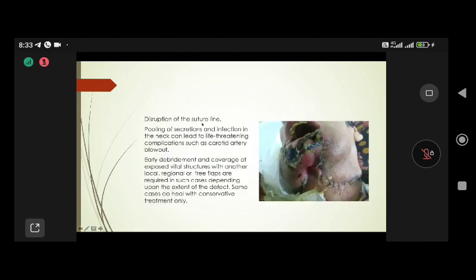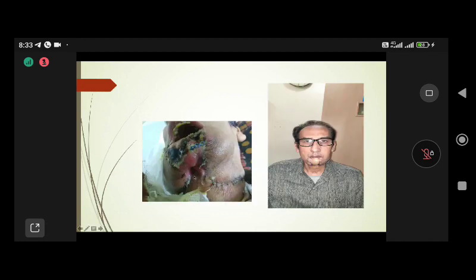then disruption of suture line, pooling of secretion and infection in the neck can lead to life-threatening complications such as carotid artery blowout. Early debridement and coverage of exposed vital structures with another local, regional, or free flap are required in such cases, depending upon the extent of defect. Some cases do heal with conservative treatment only. This is a patient who came with disruption of the suture line with exposed plate and exposed fibula. In this case, we did a radial artery forearm flap, and you can see the result after some time.